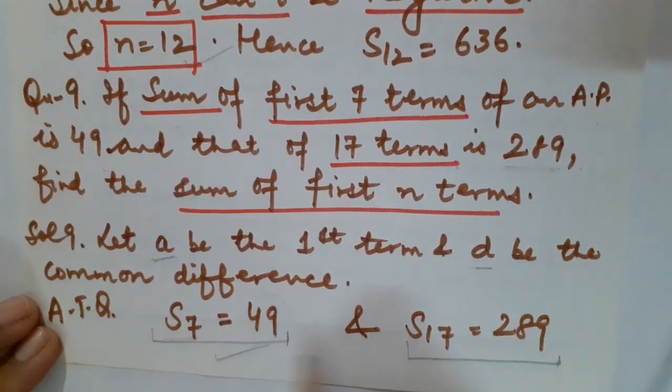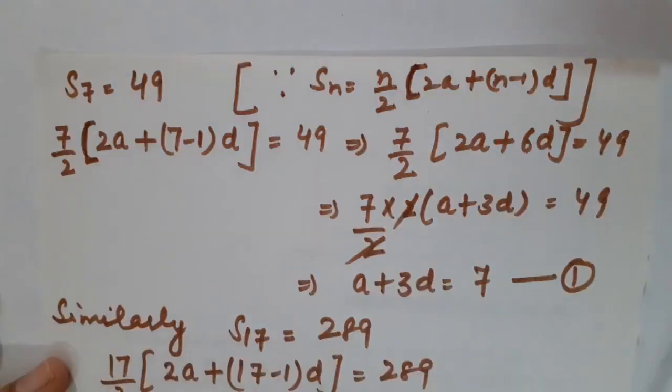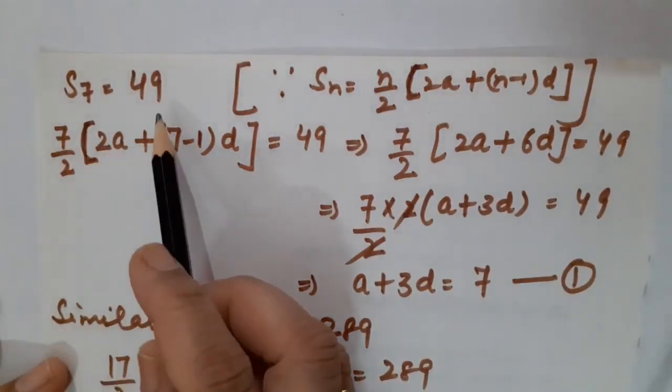Correct? So from there I will be getting two equations in the form of a and d. From there I can easily calculate a and d. Correct? Okay, let us start. So S7 is equal to 49.